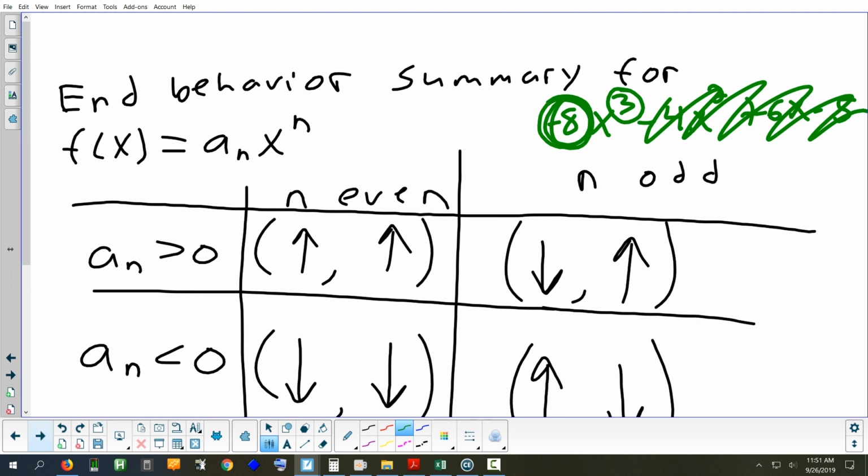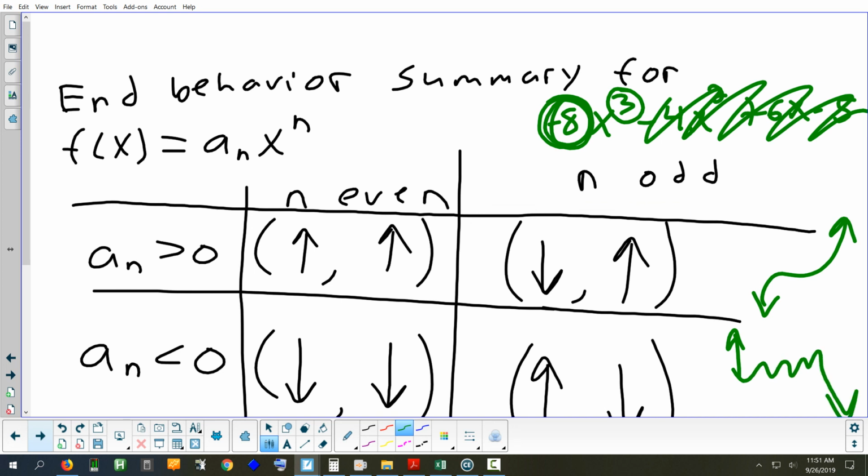If the number in front is greater than 0, it's down, up. That's like this. Down on the left, up on the right. If it's an odd and the number in front is less than 0, it's up, down. That would look like this. Up on the left, down on the right. And it may even take more twists and turns than that. Maybe it does something like this.